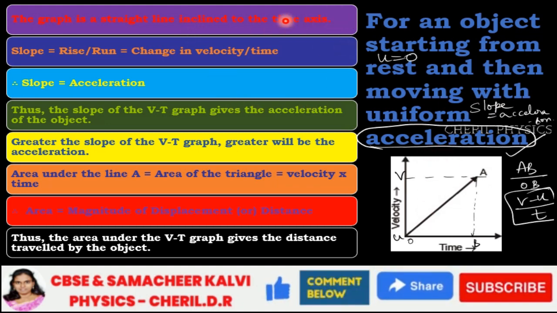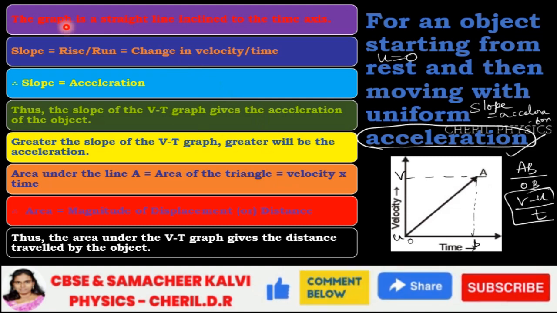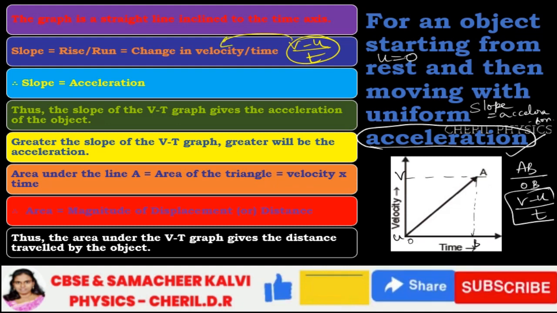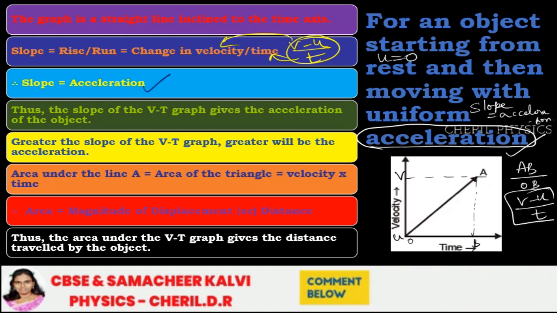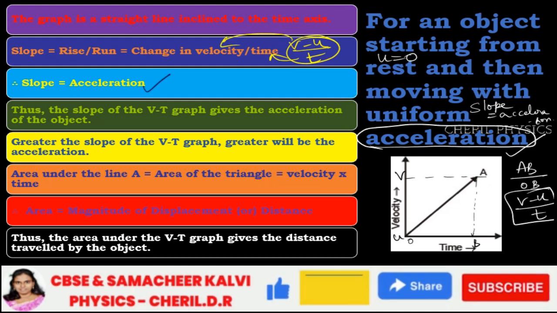That is what is written here in the first few points. The graph is a straight line inclined to the time axis. So what is slope? Rise by run. What is rise by run? It is (v minus u) by t, which is nothing but the change in velocity with respect to time. So what will our slope give? Our slope will give the acceleration of the object. Thus, the slope of a VT graph will give the acceleration of the object.